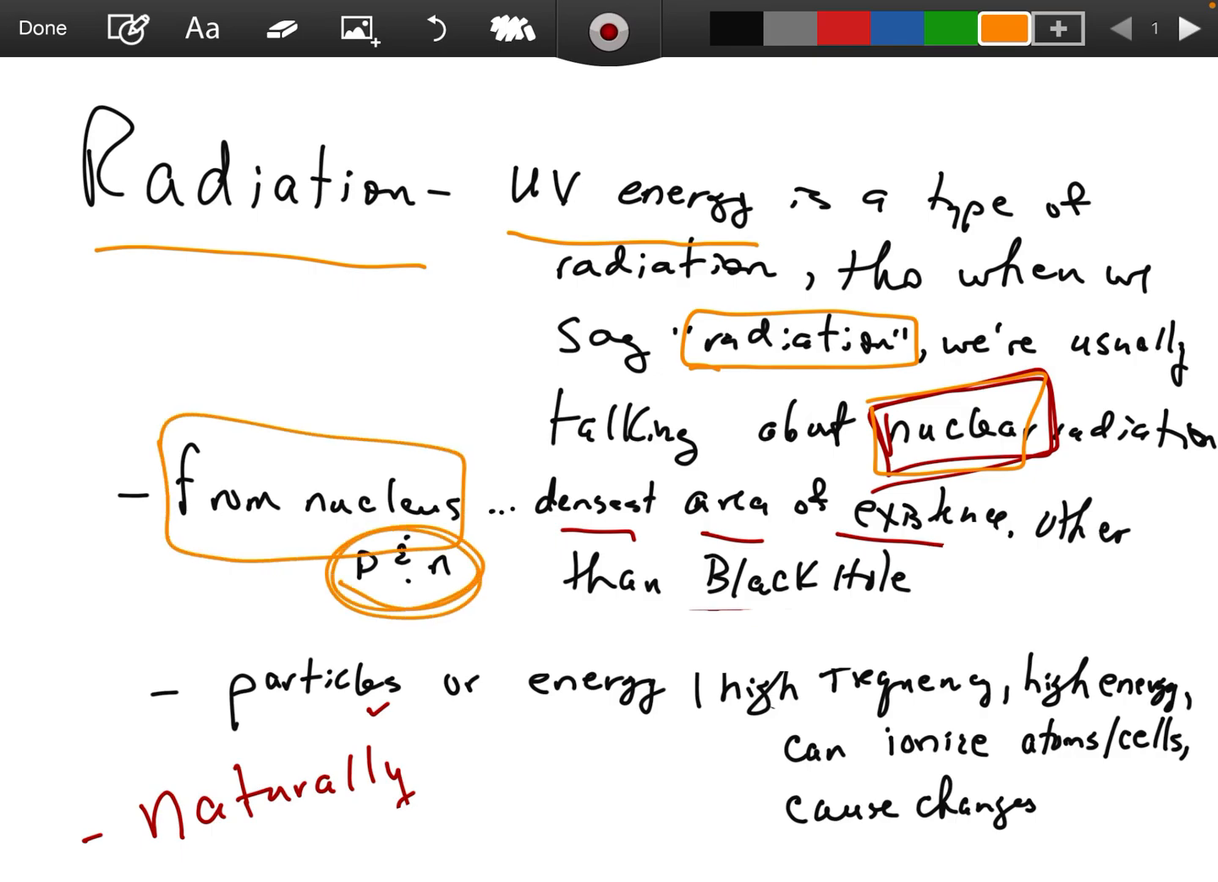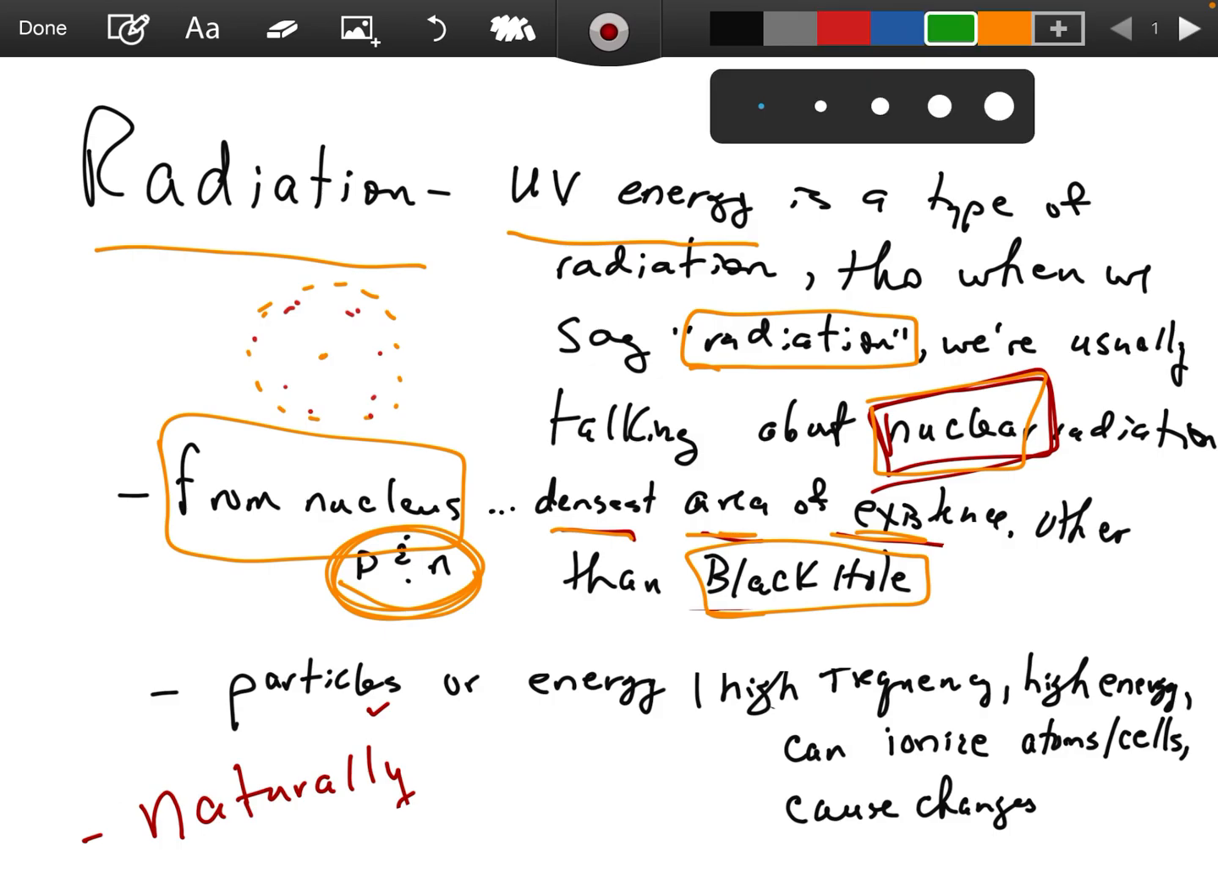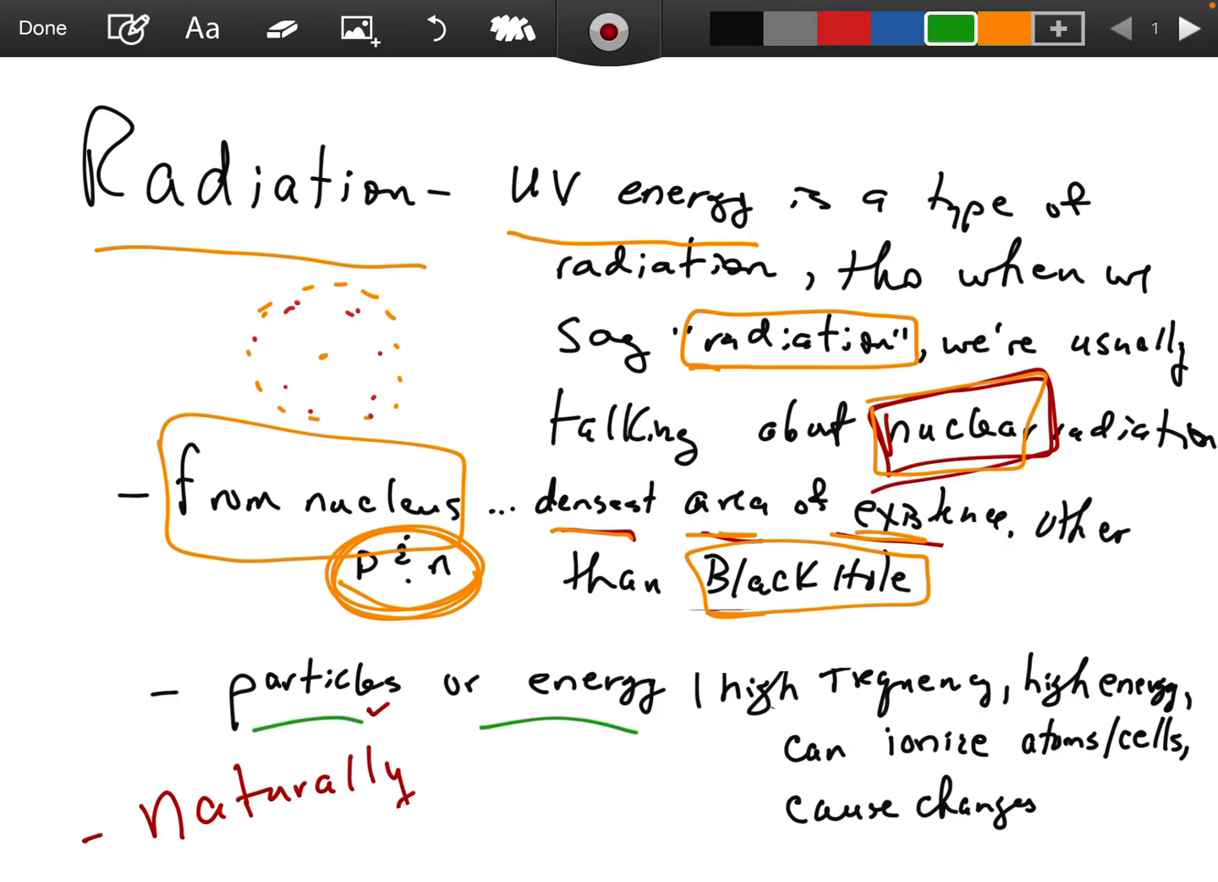And the nucleus is protons and neutrons. Now, the nucleus is the densest area of existence anywhere in the universe other than a black hole. Most of an atom is space. You have a very dense nucleus, and then you have a large amount of space where electrons move around. You and I are mostly space. So nucleus, you have particles or energy that are emitted from the nucleus, and this occurs naturally. It's all around us.